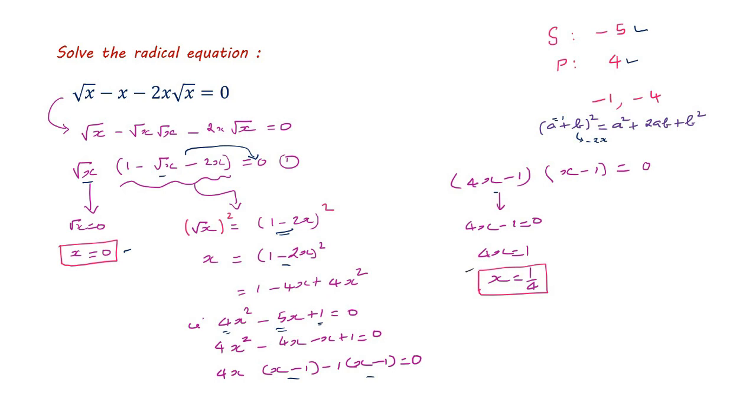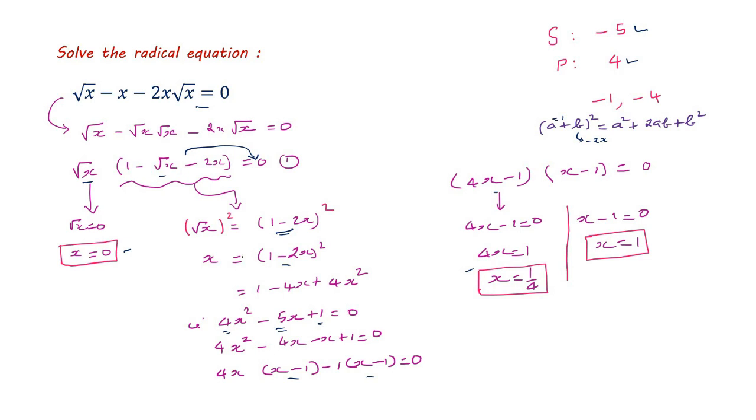We have to check all the solutions, right? Then you will have to make x minus 1 equal to 0. So x minus 1 is equal to 0, x is equal to 1. This is another solution. Now we obtained the solutions by squaring. Some solutions may be extraneous, that means they may not satisfy the original equation. We will have to check all the solutions.